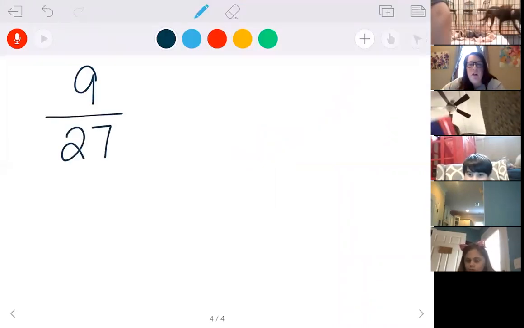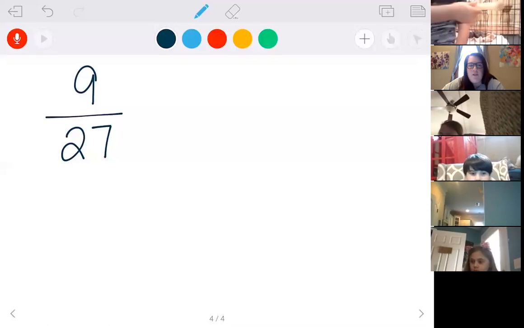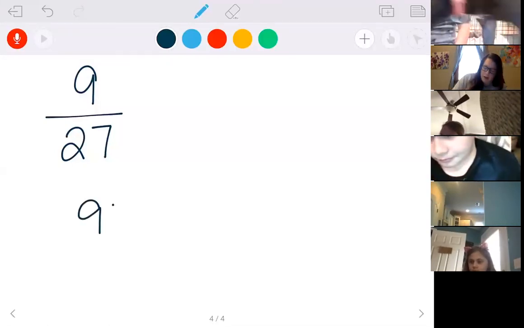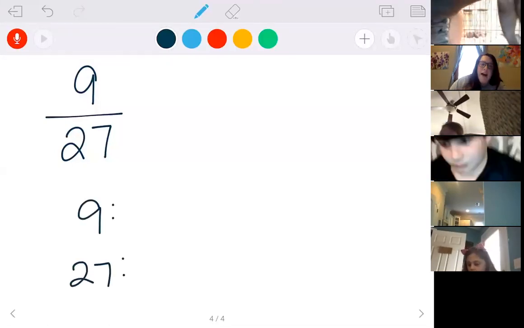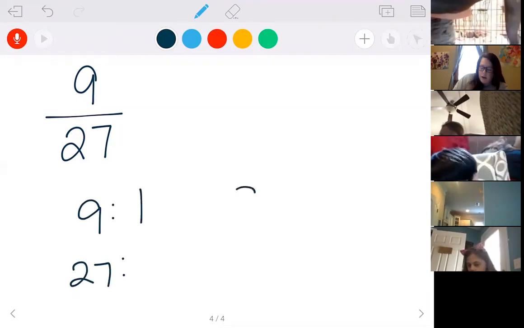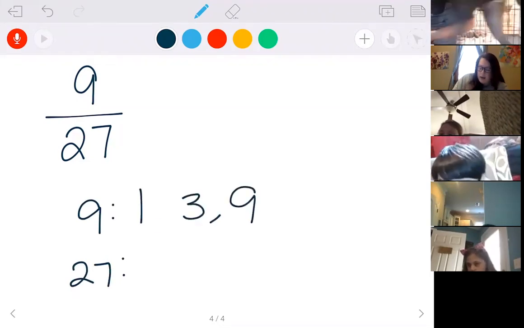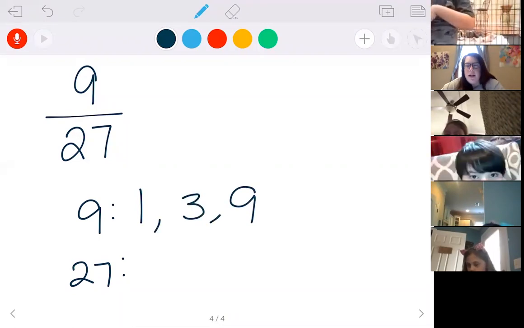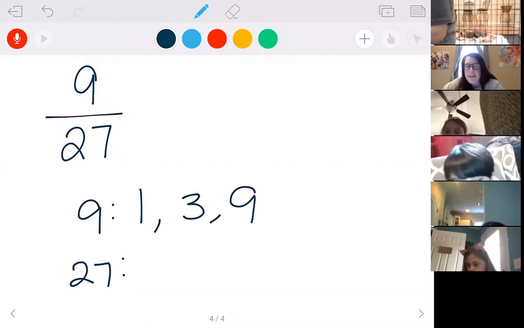9/27. This one we haven't done the factors for yet, so let's do our factors. Factors for 9 are 1, 9, and 3. Now you don't have to write 3 twice because 3 times 3 is what equals 9, but you could just write it one time.